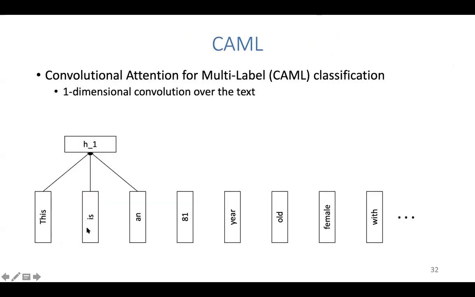Right here, you just have a sequence of tokens. In this case, it's a sequence of words, but this could easily be subwords. But back in 2018, when this paper came out, subwords were not heavily used, at least in this case. So this is just a word-based sequence. The starting sentence is, this is an 81-year-old female with knee pain and so on.